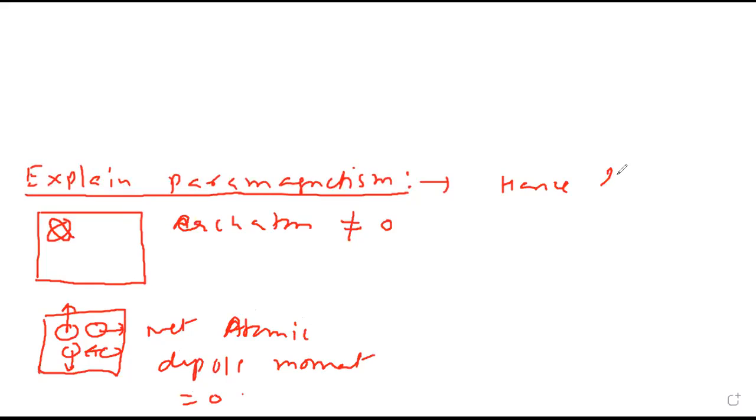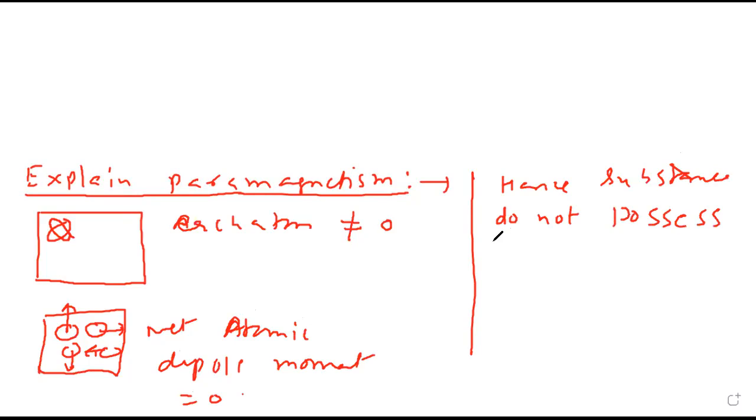Hence, the substance does not possess magnetism. So in paramagnetic substance, the magnetic moment of each atom is not equal to zero, but the net atomic dipole moment of all the atoms is zero, therefore they do not possess magnetism.